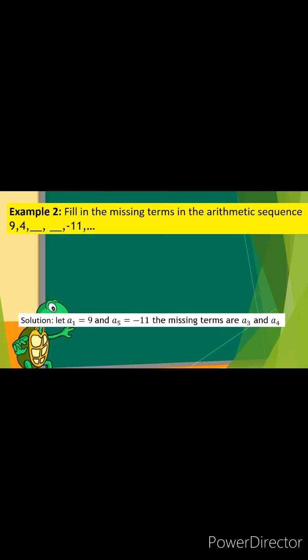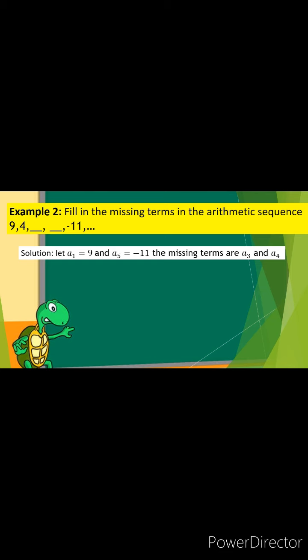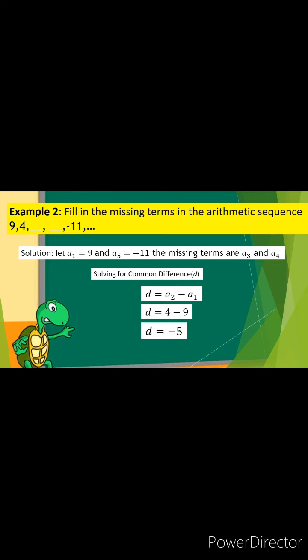Example number 2. Fill in the missing terms in the arithmetic sequence as follows. For our solution, let 9 be the value of our first term and negative 11 as the value of our a sub 5. The missing terms are a sub 3 and a sub 4. Solving for the common difference, we have a sub 2 minus a sub 1, that is 4 minus 9, and the common difference is equal to negative 5.